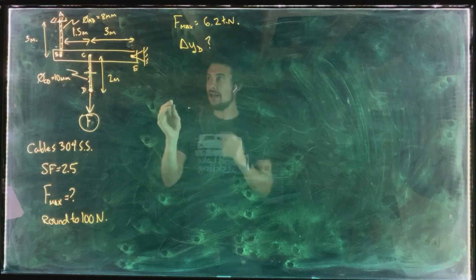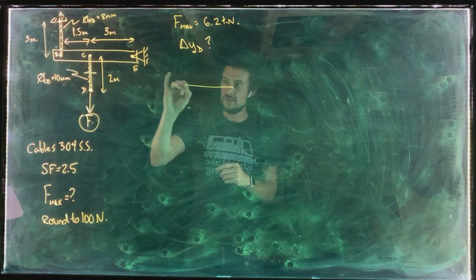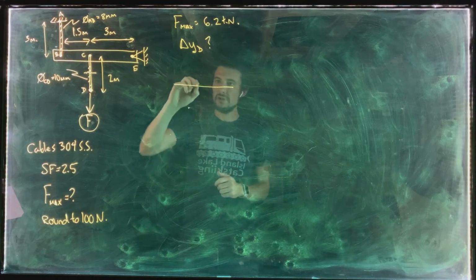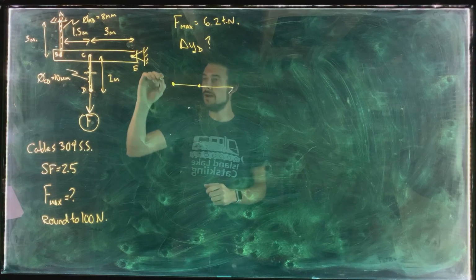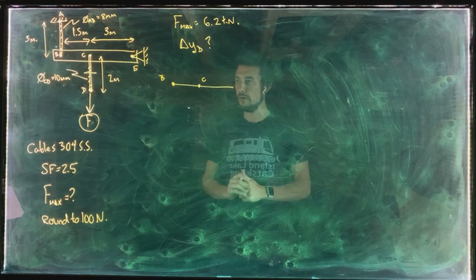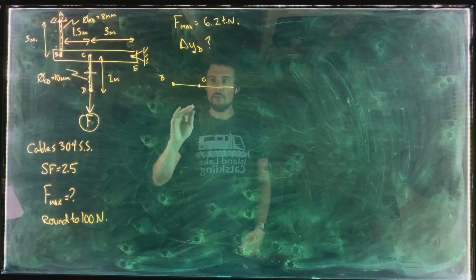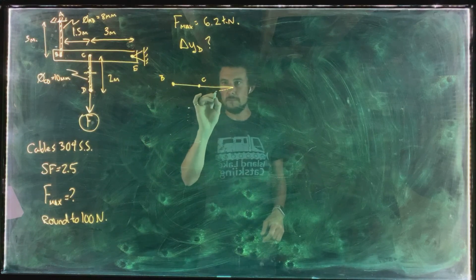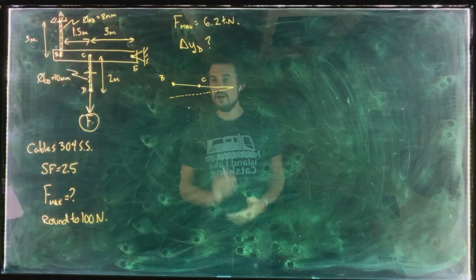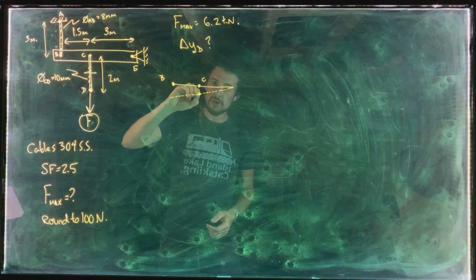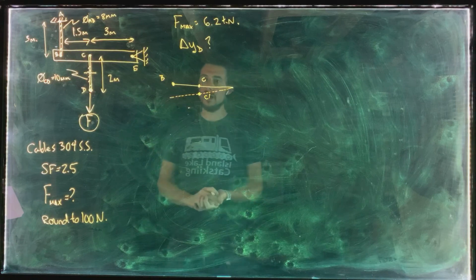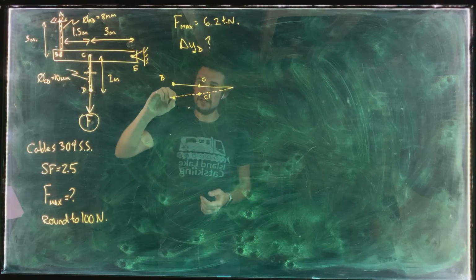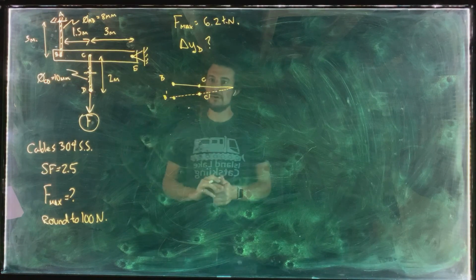So looking at just quickly here, if I just draw this as a line diagram here, we've got B and we've got point C there. When this thing deforms, it's going to go from being like that to being something like that, where point C is now down here, C prime, let's say, and point B is down here, B prime.